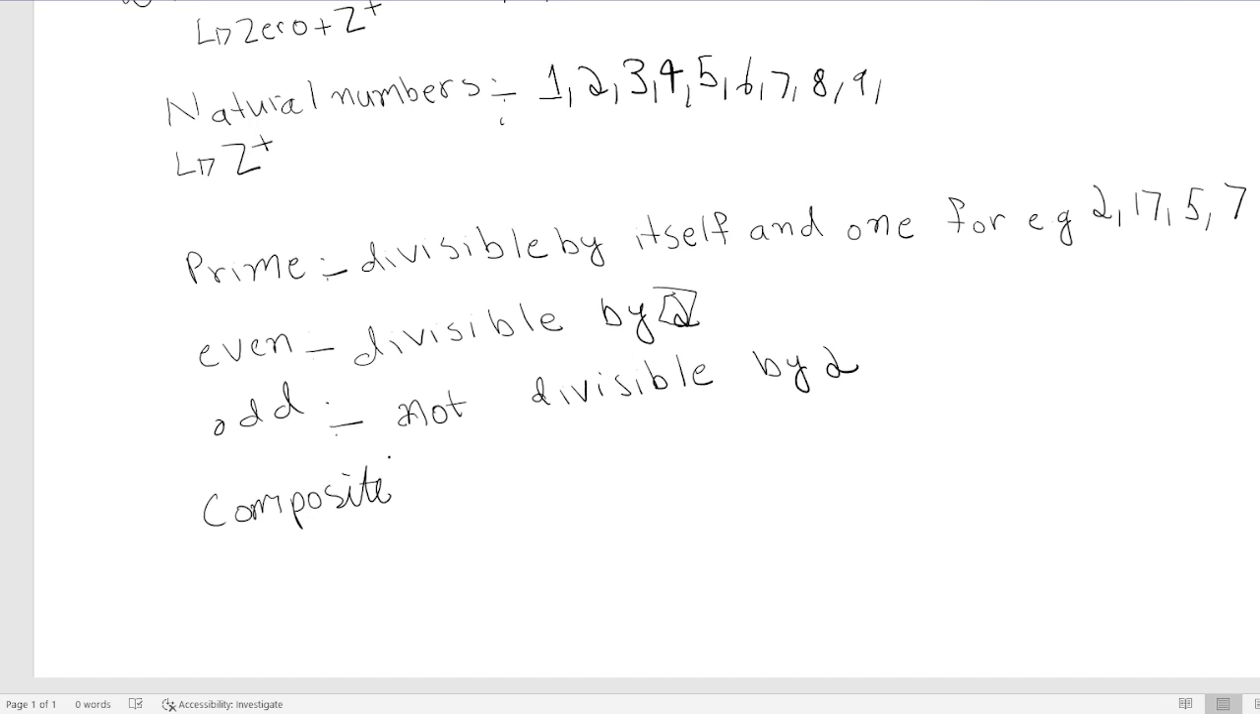So now, composite numbers are those that are divisible by numbers other than 1 and themselves. They have other numbers which they can be divisible by. So those are termed as composite.